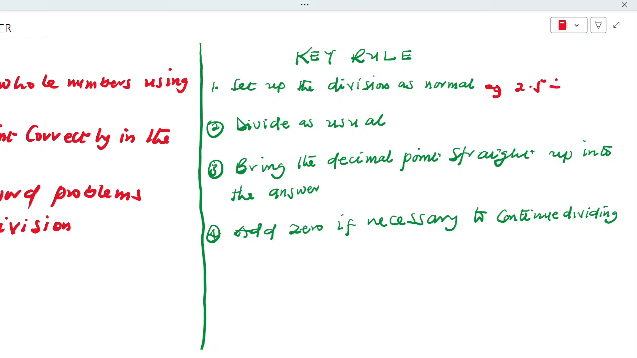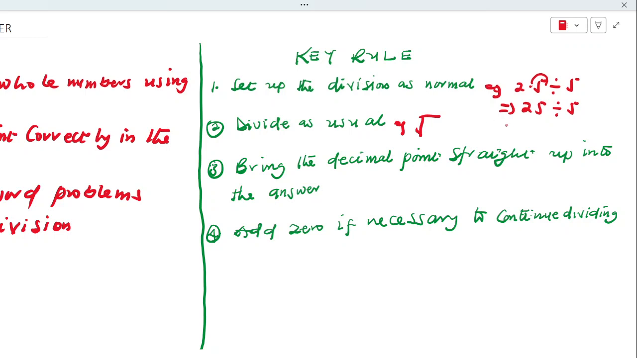2.5 divided by 5, you set it up as normal by moving the decimal point one step to the right to make the number a whole number. So if you move the decimal point from here to here, the number becomes 25. So this is the normal whole number we are talking about. Then you divide by 5. Then from there, you divide as usual using the long division method. So now that you have 25 divided by 5, you set it up in this form.